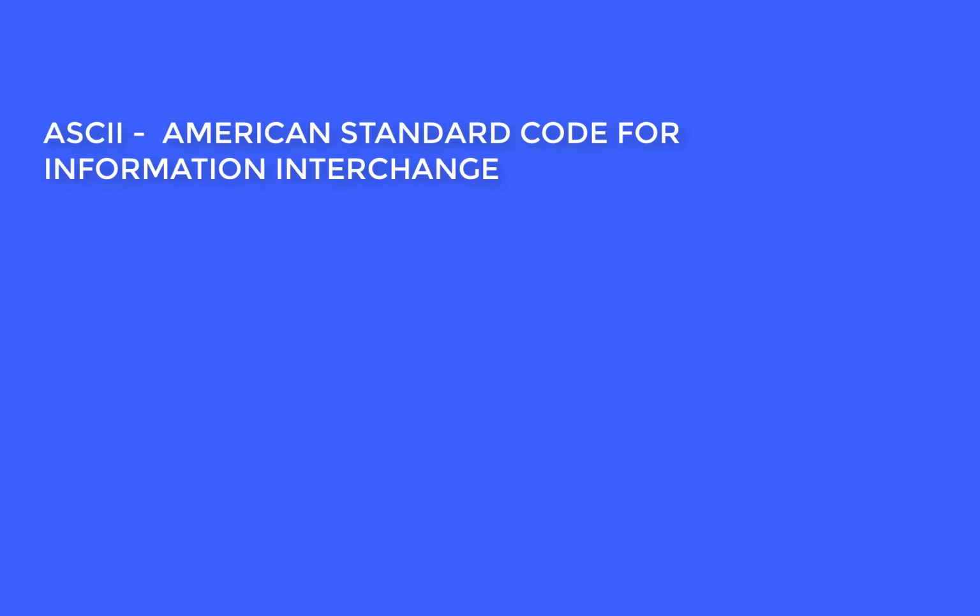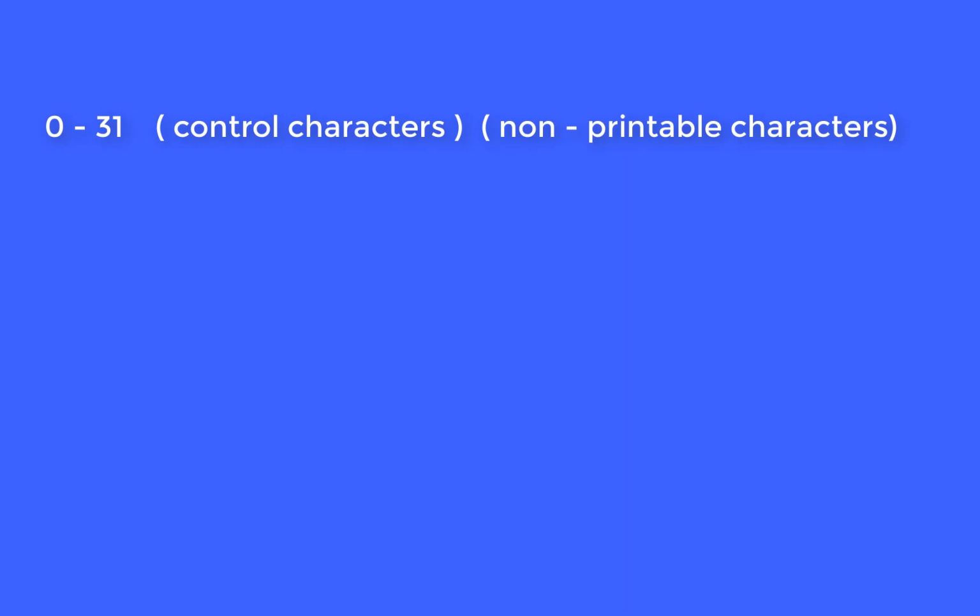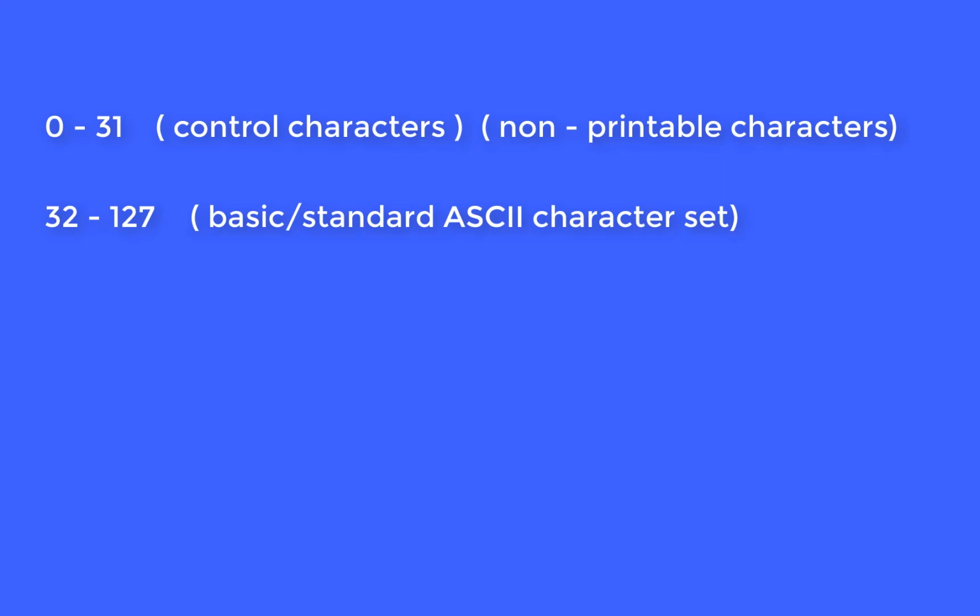It works by assigning unique numeric values or code points to each character, including letters of the alphabet, digits, punctuation marks, and control characters. The ASCII standard assigns numeric values to characters starting from 0 to 31, which are considered control characters and are also non-printable characters. The first printable character in the ASCII table is the space character, which starts with code 32 and goes up to 127 for the basic ASCII set. The extended ASCII set goes beyond 127 to 255.